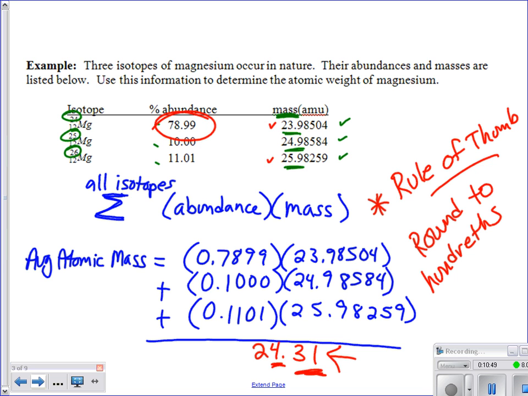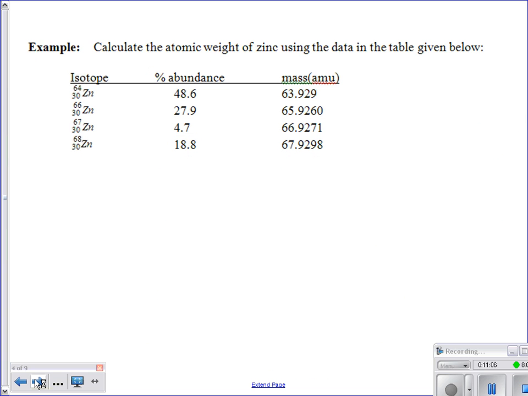Okay, hopefully that made sense, except I forgot one last thing that I need to show on here, and that would be my units. And my unit that I'm going to be using is atomic mass units. Remember, those are relative units. Okay, that's our first example. Next one.